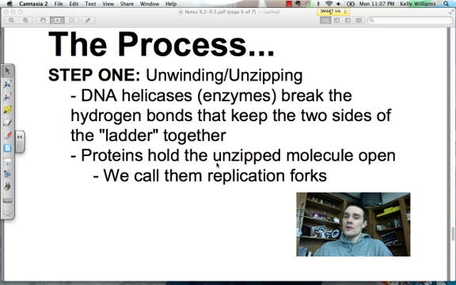Okay, how do you unzip it? The DNA helicase molecule, that enzyme, latches on to the DNA double helix and it breaks the hydrogen bonds between the nitrogen bases.